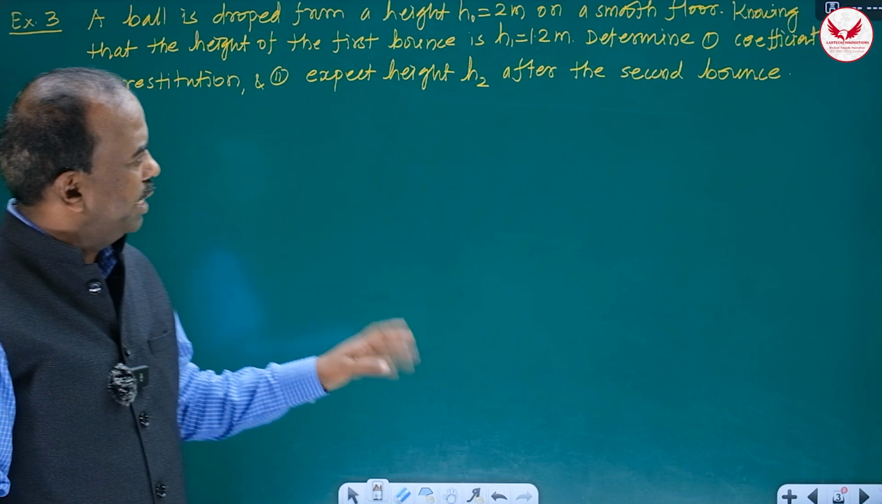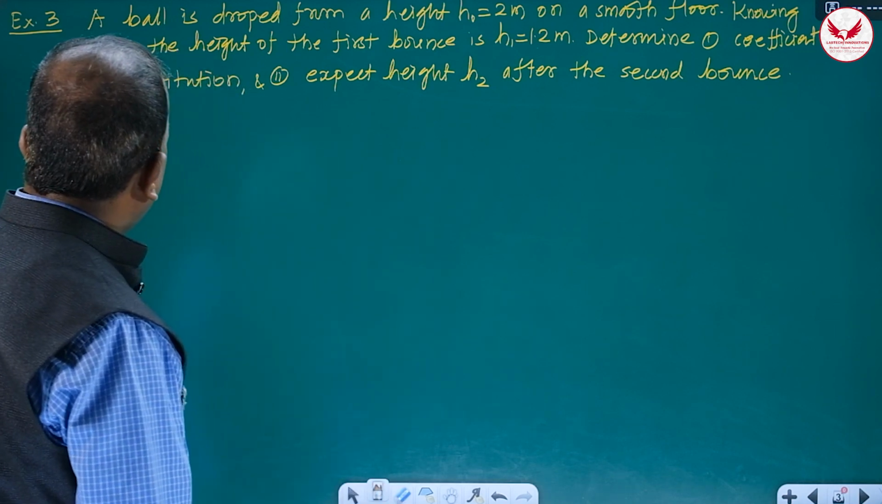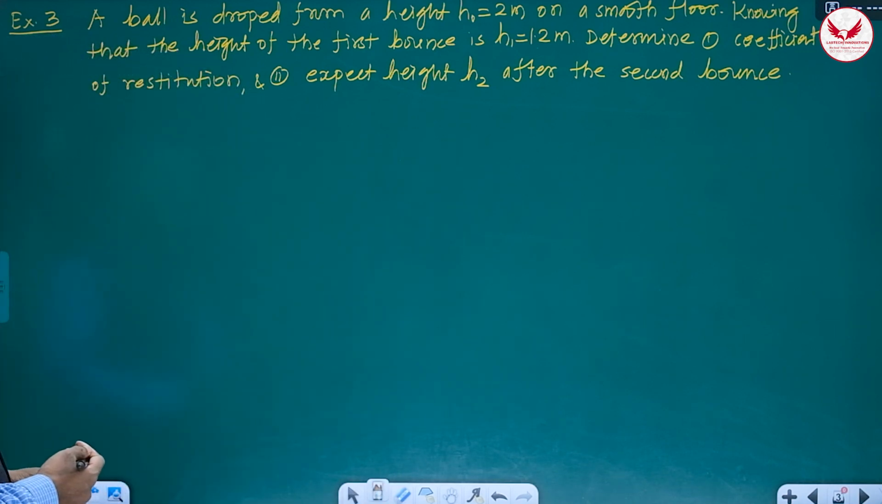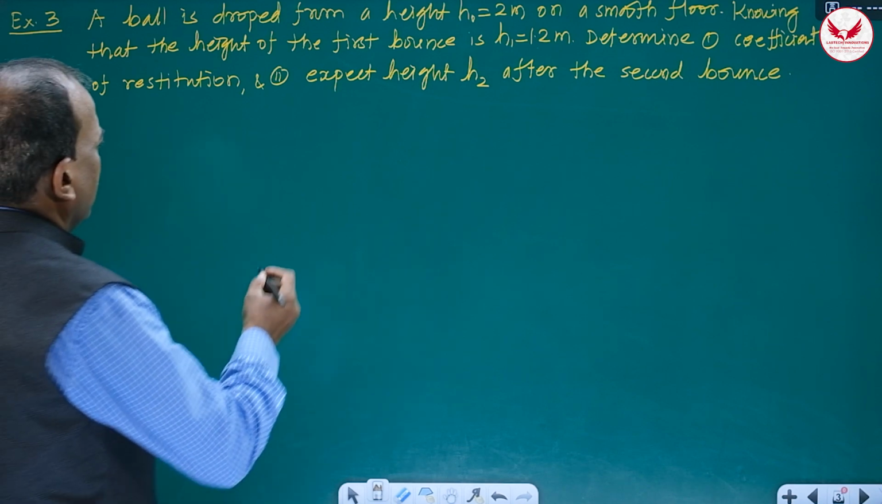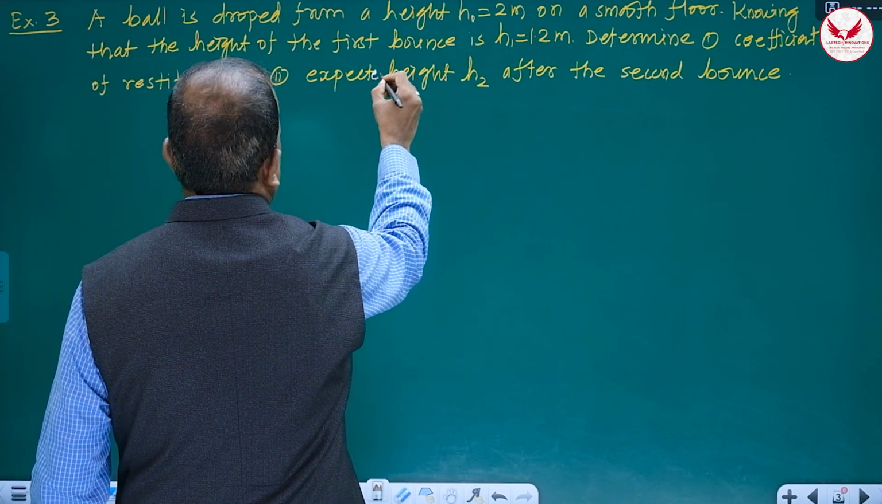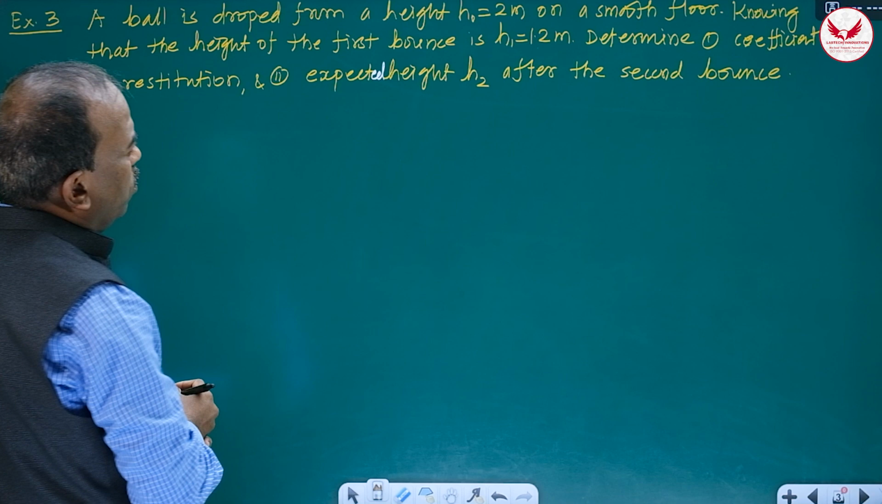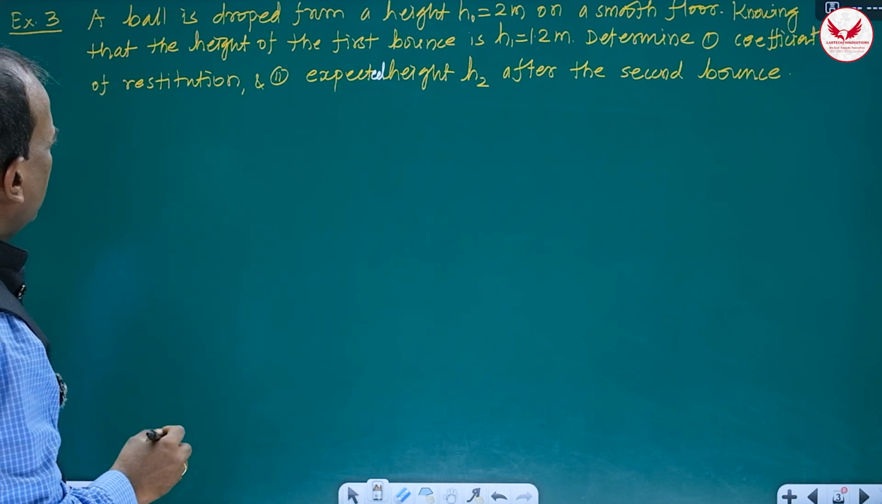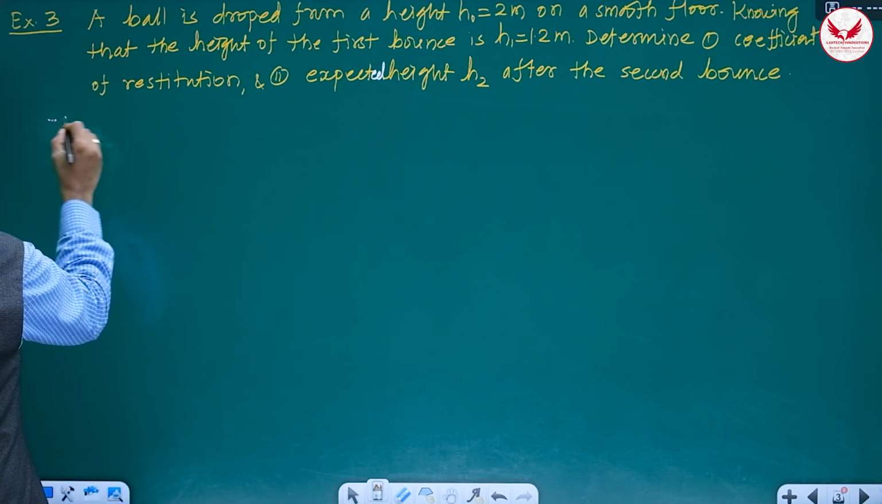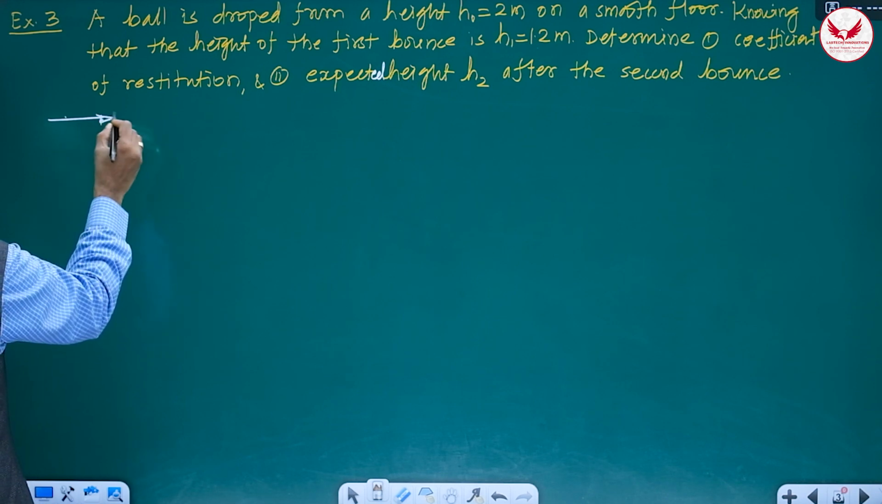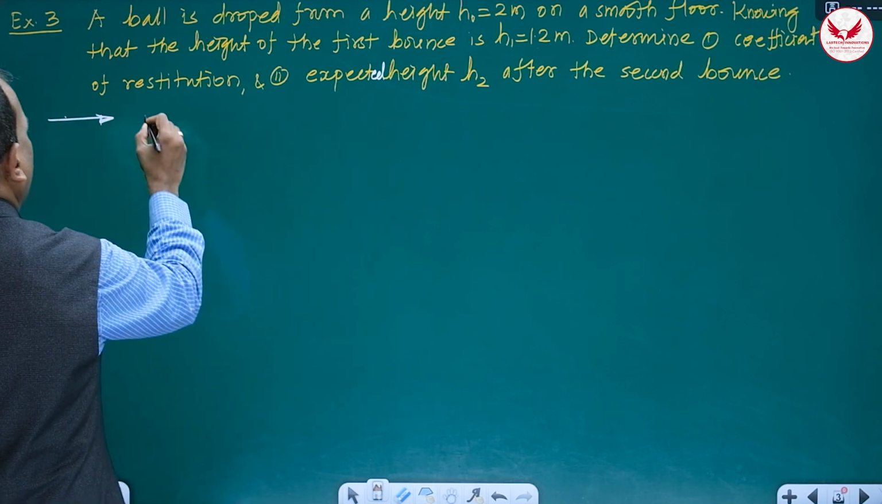Now we'll see the third example on this. So it is what? A ball is dropped from a height h0, 2 meter, on a smooth floor, knowing that the height of the first bounce is h1, 1.2. Determine the coefficient of restitution and expected height h2 after the second bounce. So these are going to be the two questions from this problem. It is very simple. So here what is given?